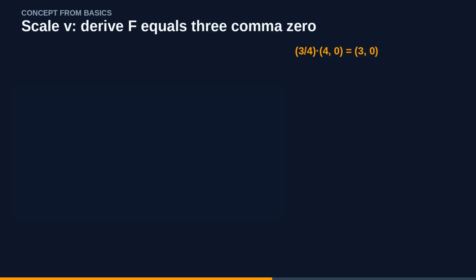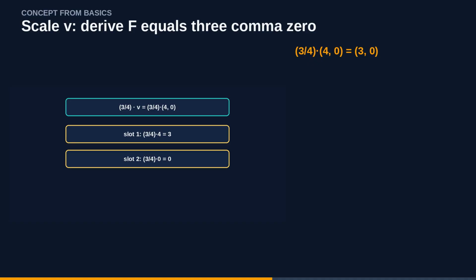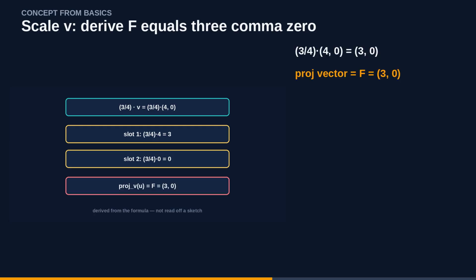Now multiply. 3/4 times V means 3/4 times each slot of 4, 0. Slot 1, 3/4 times 4 is 3. Slot 2, 3/4 times 0 is 0. So the projection vector equals 3, 0. Name that vector the foot F from the origin. F was derived, it was not read off a sketch.